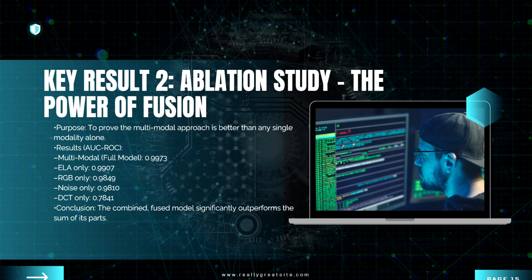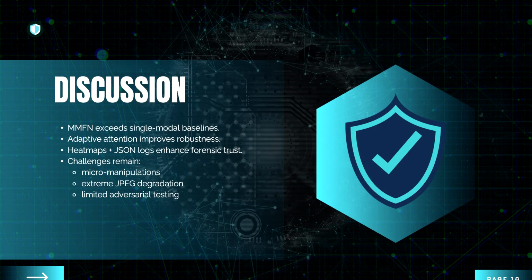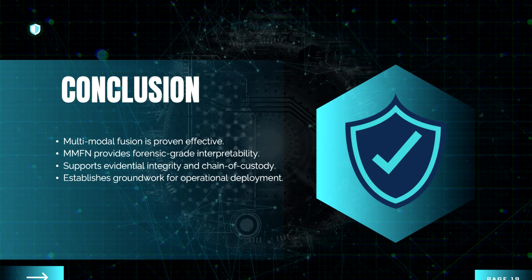So all these have been kept in mind, and this is a risk analysis. There were many challenges while making them. Even micro manipulations can be detected, but it was hard to see if any micro tampering happens. It was a hard time to capture that. Even extreme JPG degradation is happening over here. This supports evidential integrity and chain of custody, and is highly advisable for legal purposes.